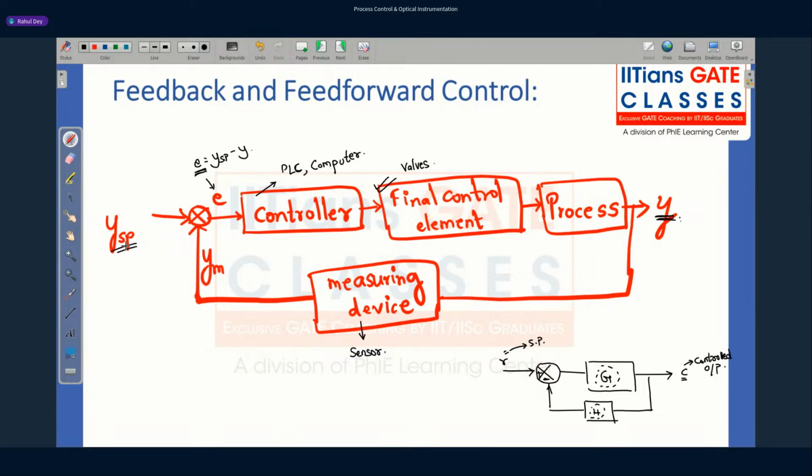Now in our feedback system, suppose some disturbance is coming. How is this disturbance going to affect my system? I want to know whether it is going to be detected only after the disturbance has entered the process, or whether it is going to be detected beforehand, before it enters the system. What do you think?